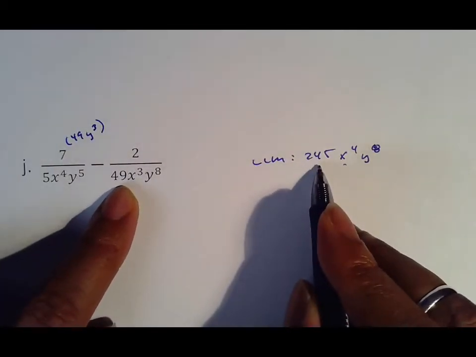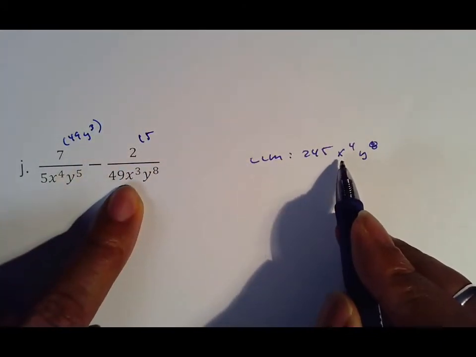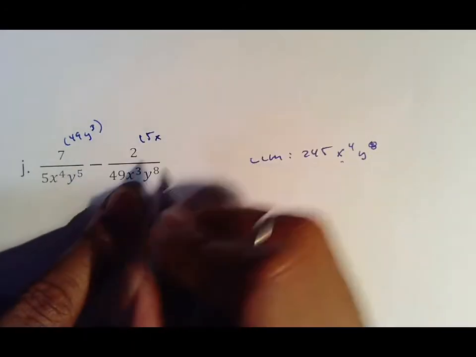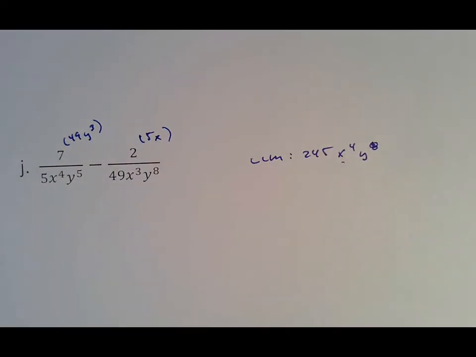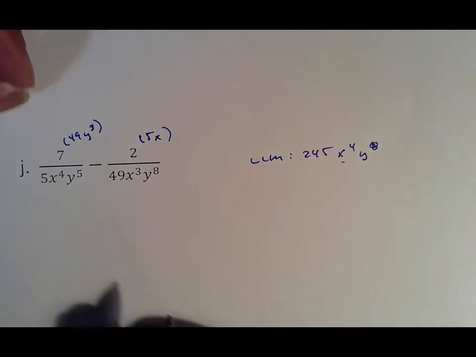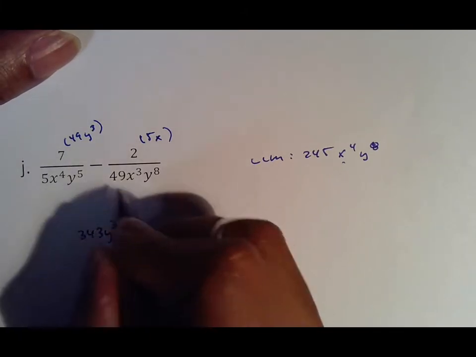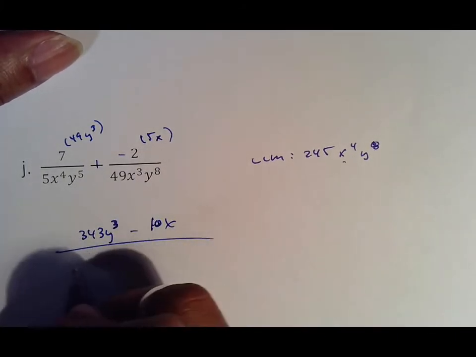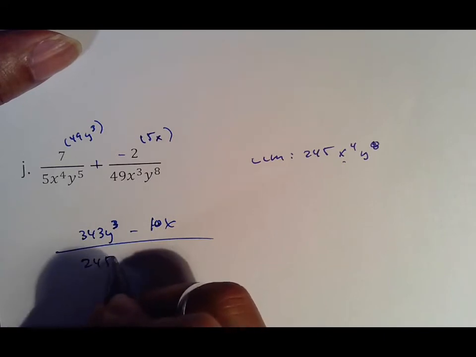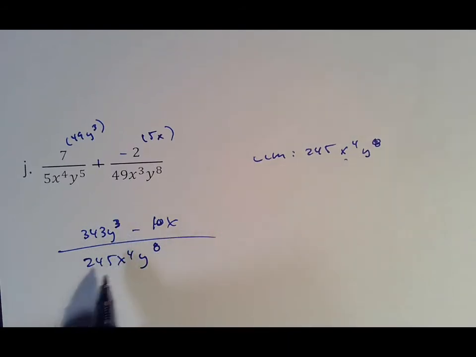Here, in order for 245 to be there, I'm missing the 5. So 5 comes down. I have 3 x's, I need 4, so I need 1 x. And pretty much I'm saying what's missing from here that's over here, I have all my y's. So there we go. I guess I can answer this. 7 times 49, I believe, is 343 y to the third, minus, because again that's going to be a negative 2, 10x, all over all this stuff here. And again, I cannot cancel this x and that y because I would have to have a full factor to do that. So it's impossible.